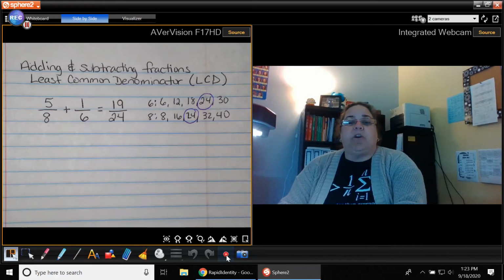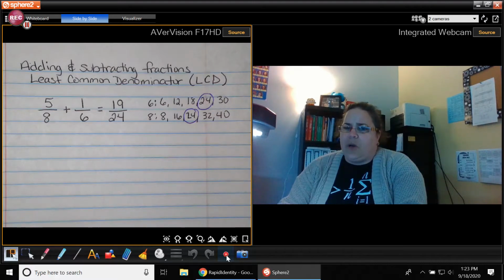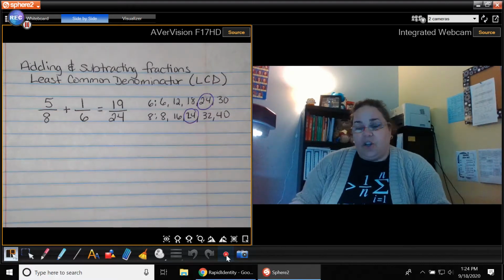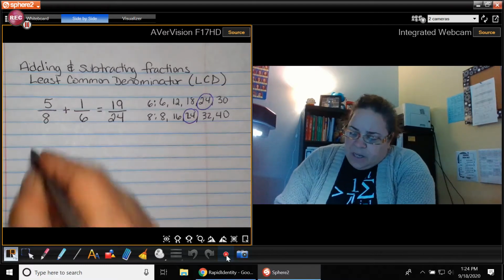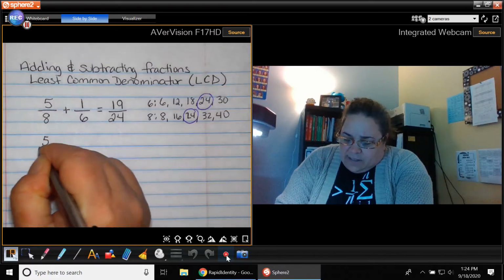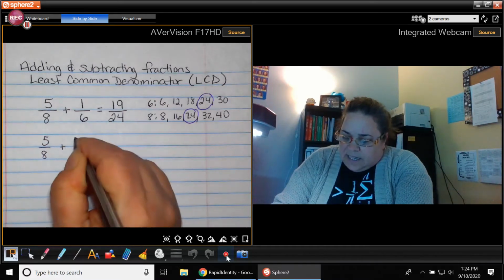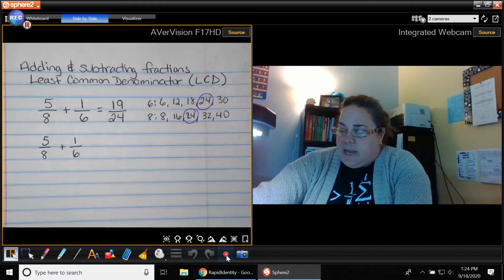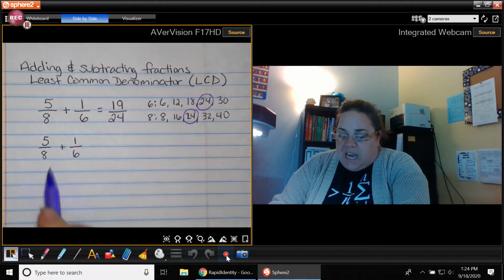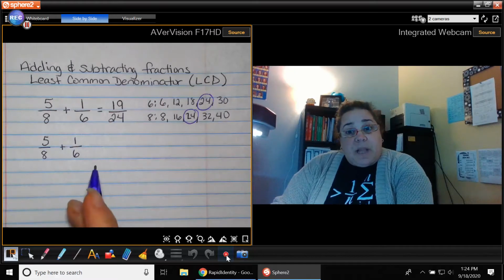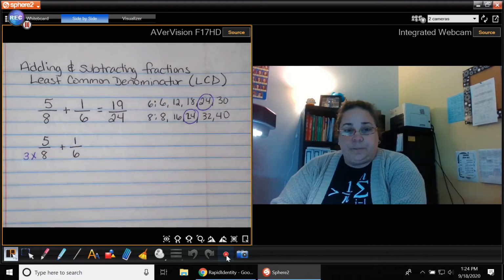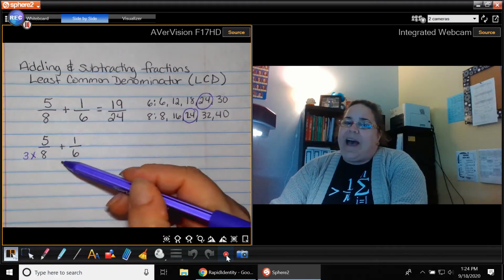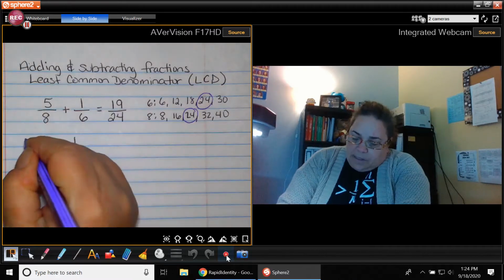So since I'm going to use 24 as my new common denominator, I have to look at my problem and say, okay, well, how do I get 5/8 to have a denominator of 24? So if I have 5/8 plus 1/6, and I want to get my denominator to be 24, how would I get from an 8 to a 24? I would multiply the 8 times 3, wouldn't I? So it's 3 times 8. And if I do it on the bottom, I have to do it on the top. So the top is going to be 3 times 5.